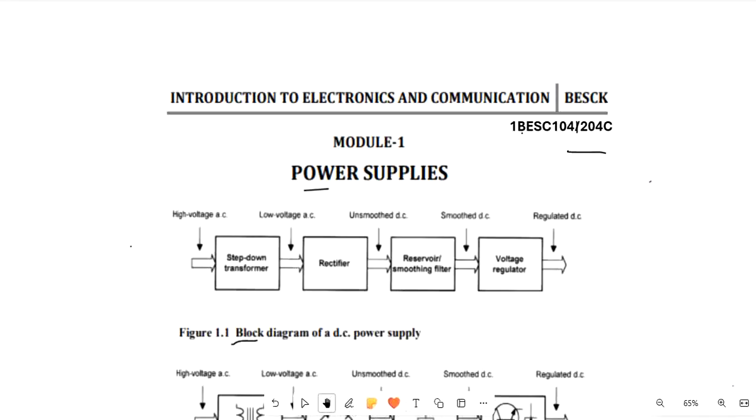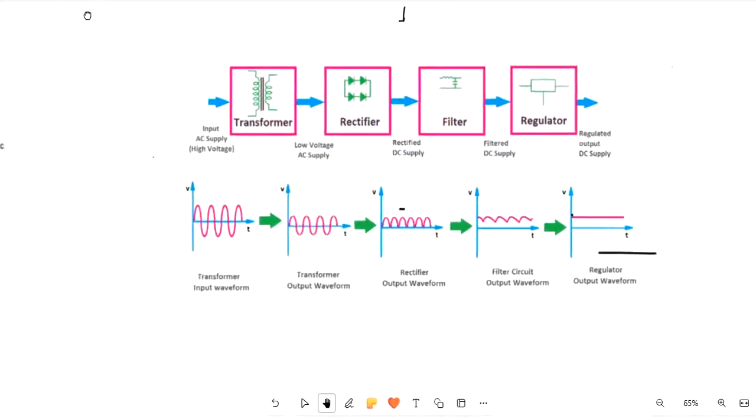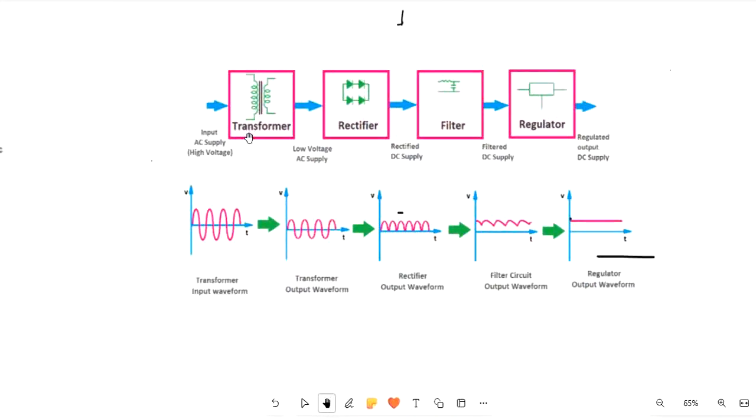I have written this block diagram along with the waveforms. For the step down transformer, the input is the AC supply, which is a high voltage AC supply. After using the step down transformer, the voltage is reduced, and we call this a low voltage AC supply. This voltage is then given to the rectifier.